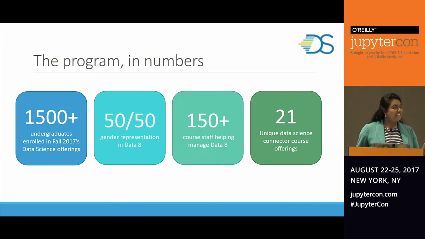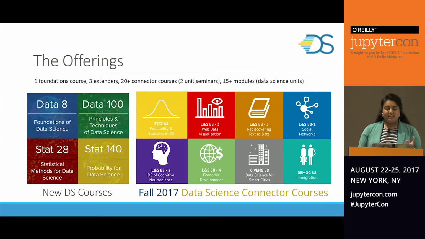So what exactly is a connector course? It's a 2-unit data science application seminar, like those mentioned on the slide here. They range from topics like data science for cognitive neuroscience to data science for smart cities. They're small courses with a professor that students can take alongside Data 8 to learn about that domain application. We also have 3 extender courses, Data 100, Stat 140, Stat 28, and 15 modules, which are units of data science in already-taken courses at Berkeley.